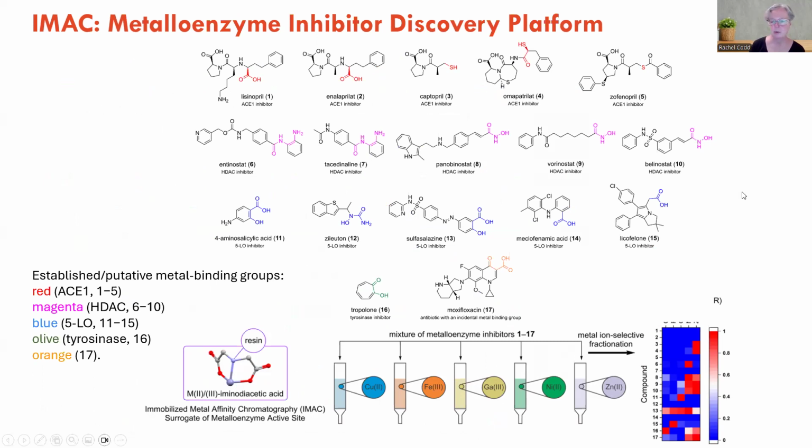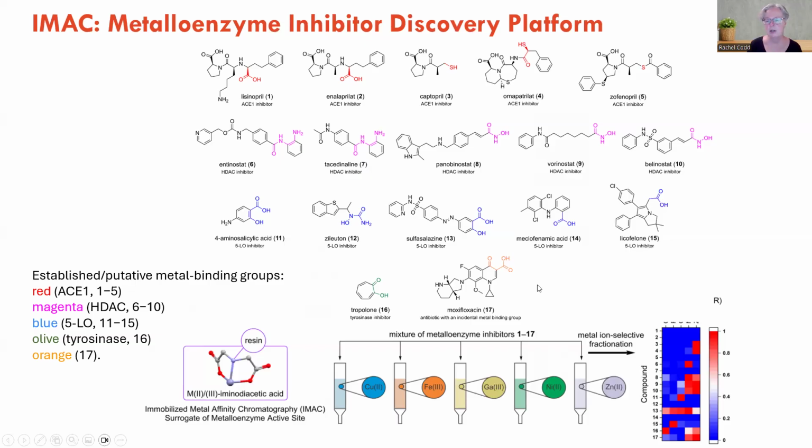So to test this, we took a mixture of 17 compounds. This was really a proof of concept study. So here are our 17 compounds. We selected a group of clinical compounds and non-clinical compounds. So we've got an angiotensin converting enzyme 1 inhibitor, another ACE1 inhibitor. We have HDAC inhibitors, some clinical, some experimental. We've got 5 lipoxygenase inhibitors, and tropolone, which is a tyrosinase inhibitor.